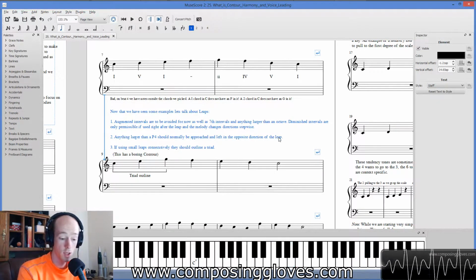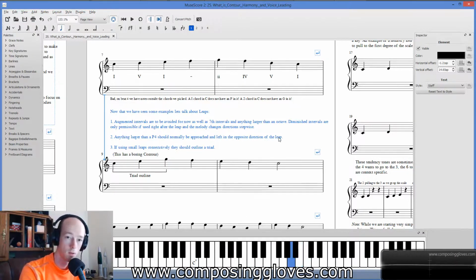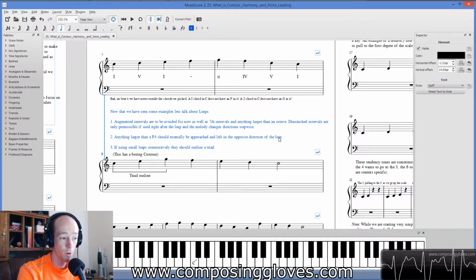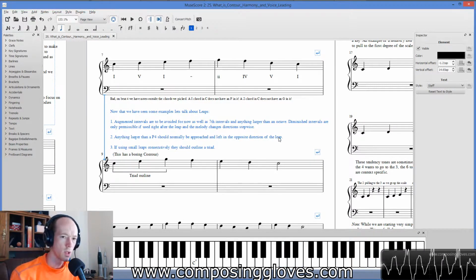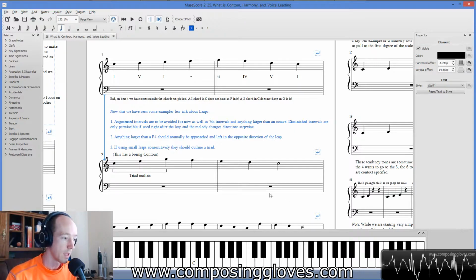So what if I jump to a D? That'd be a seventh. We're not allowing sevenths for now. Let's say I jump to the C. Now I would be expected to change direction because I'm past a perfect fourth. So I just want to make this really clear because a lot of students just get overwhelmed here. So there are a couple of examples, and we're going to look at ones that I made for this.